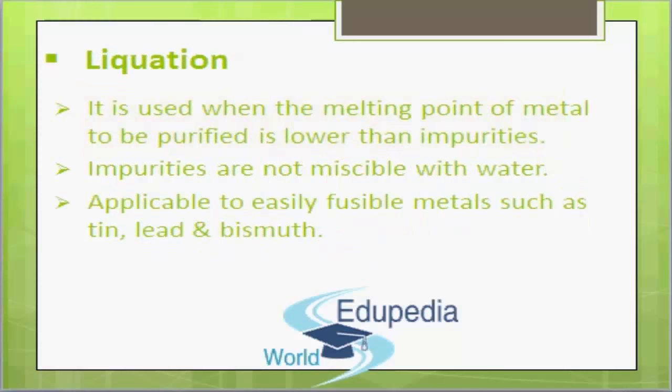Now, the second method which we are going to discuss is liquation. This method is used when the melting point of the metal to be purified is lower than those of the impurities, and the impurities are not miscible with the metal. This method is applicable to easily fusible metals such as tin, lead and bismuth.